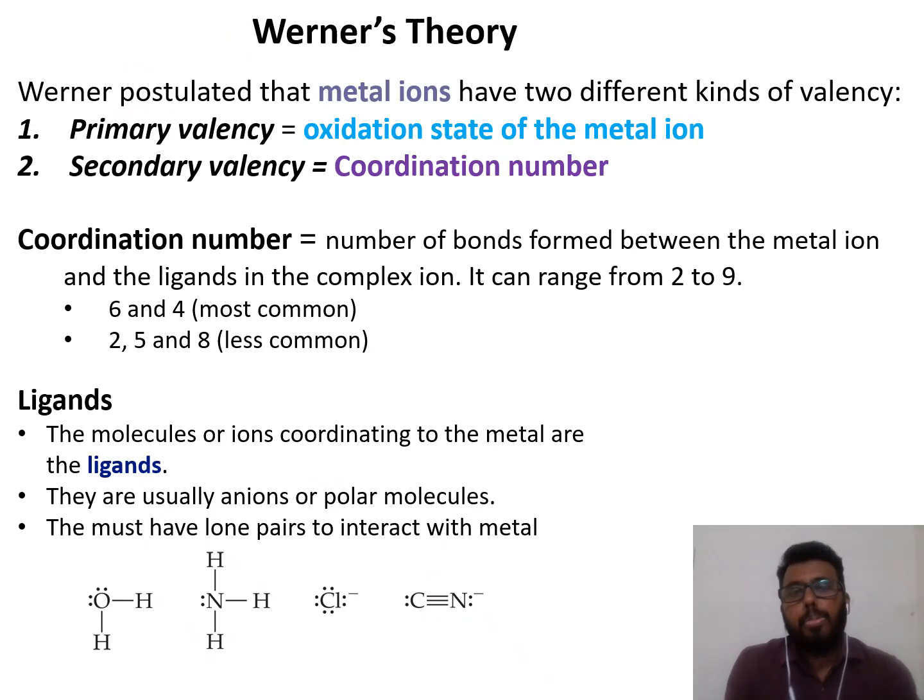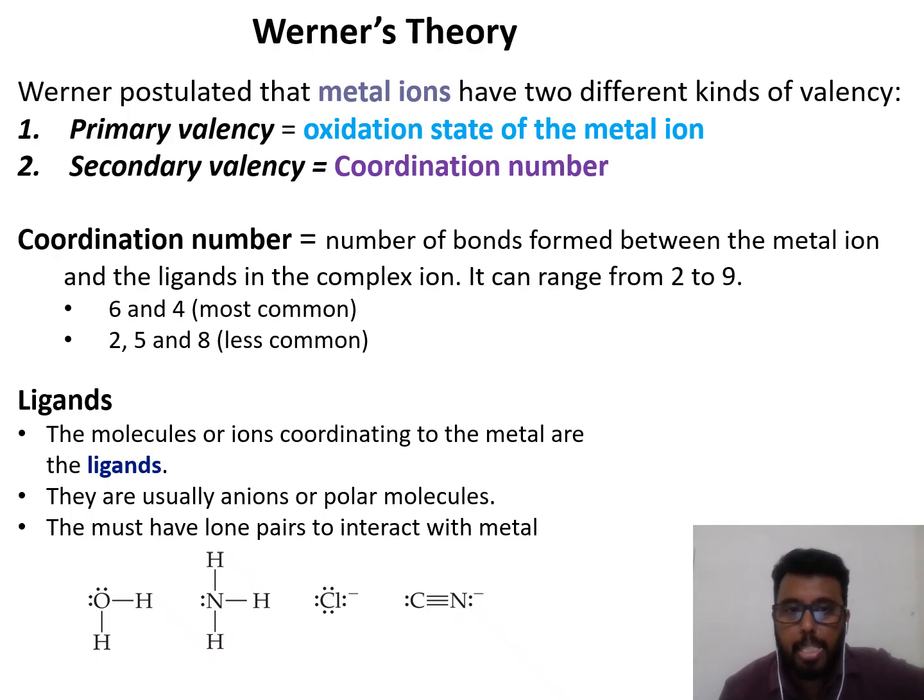Whenever you discuss coordination chemistry, there are two famous theories. One is Werner's theory, and we will also talk about the crystal field theory. Let's see what Werner's theory is. Werner postulated that metal ions have two different kinds of valency. What are they? Primary valency and secondary valency.